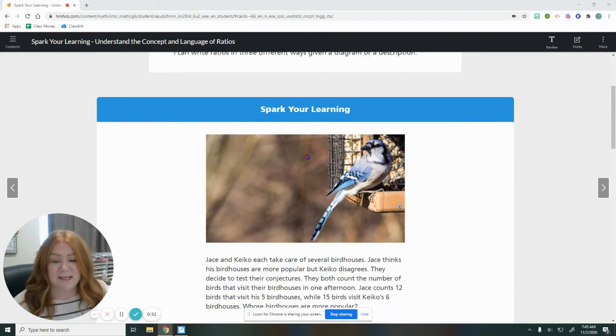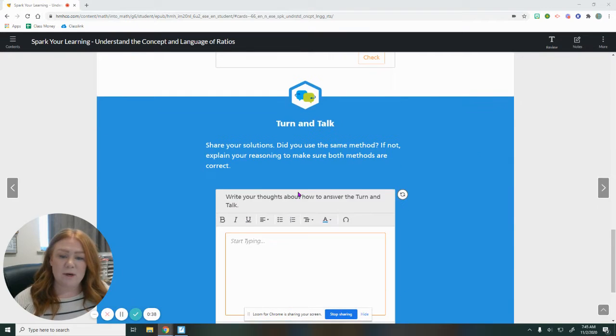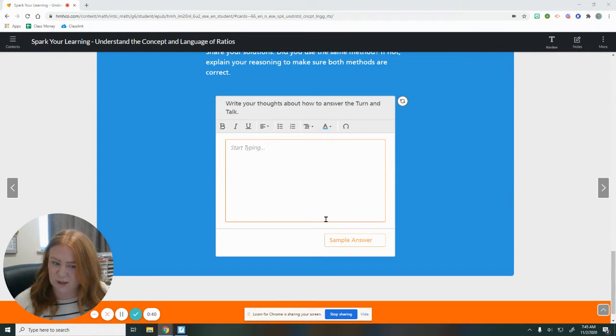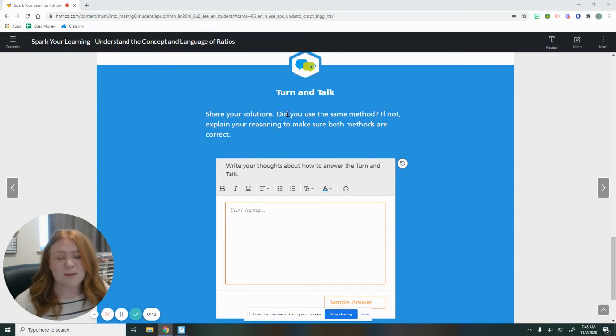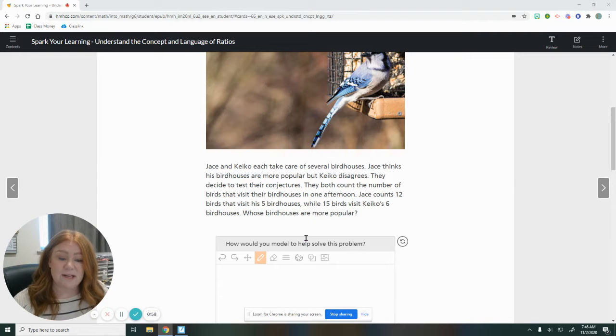Before you do anything, go ahead and start your Spark for Learning and try that out. Don't worry about doing the turn and talk, because it wants you to actually talk to a person. You could tell me a different way that you could solve the problem instead of seeing if you and a partner use the same way. See if you can think of a different way to come up with the same answer. Go ahead and do your Spark for Learning and then come back and see how I did mine.